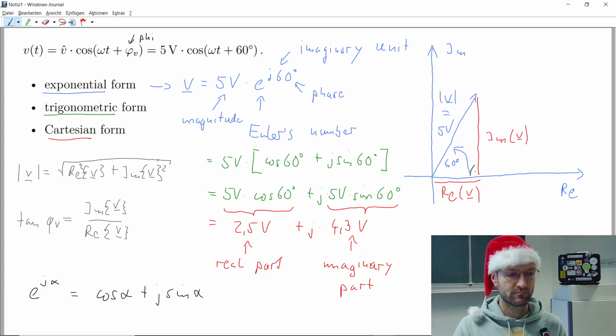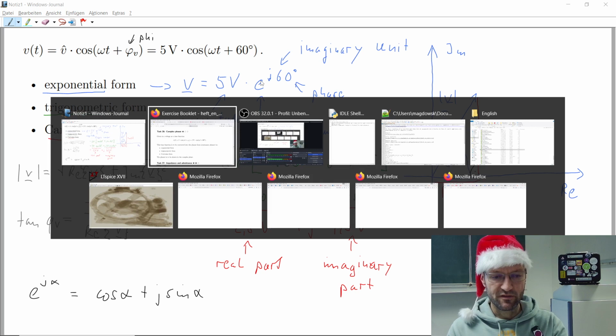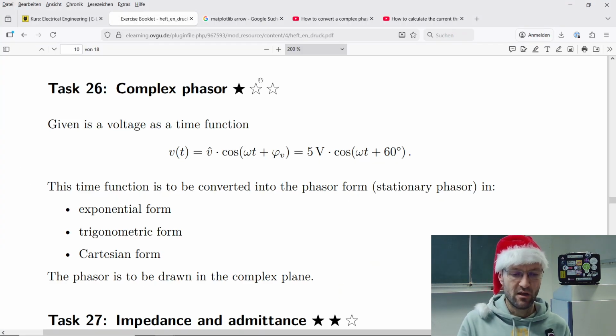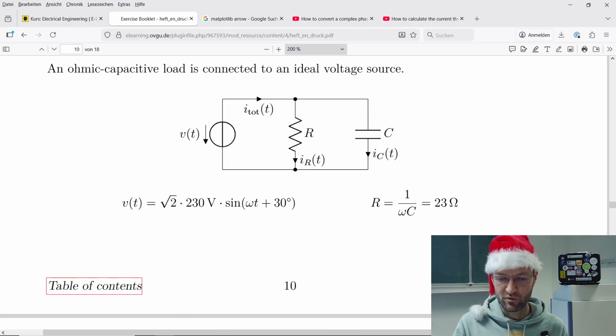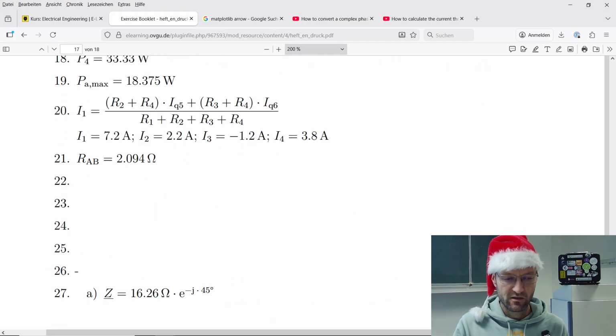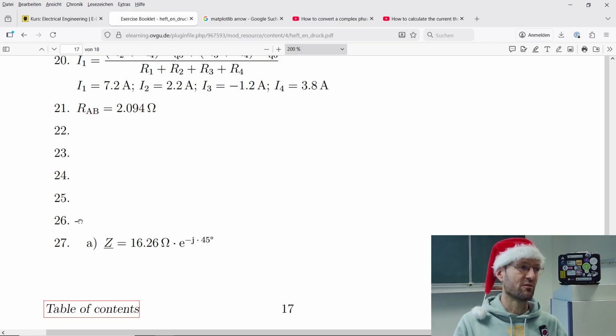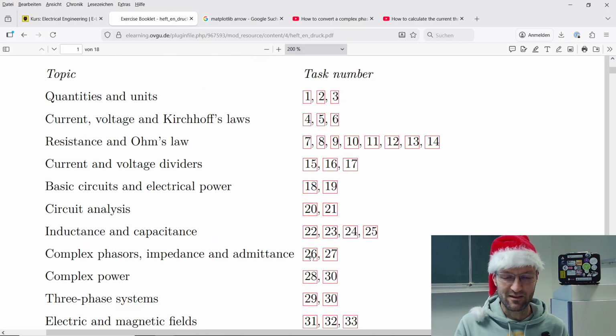More questions? No questions? So then we could first check what we have done now. We've converted this time function into phasor form, we have calculated its different forms, and we have drawn the phasor on the complex plane. We could check, go to the result check, to task 26. Okay, there's no sample solution here. But let's assume that what we have done is correct.